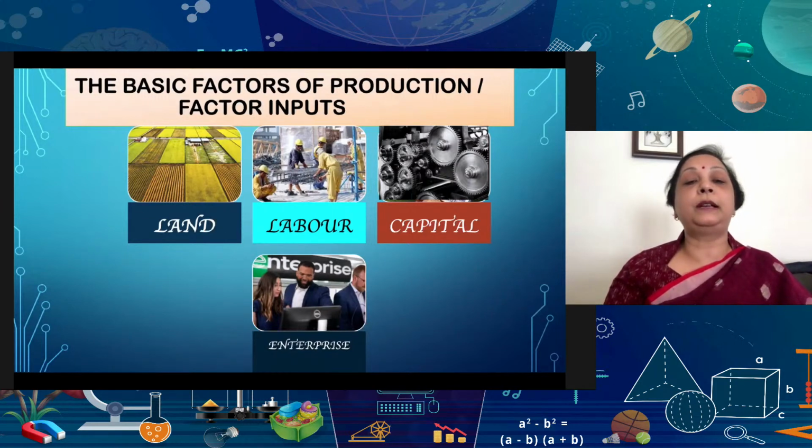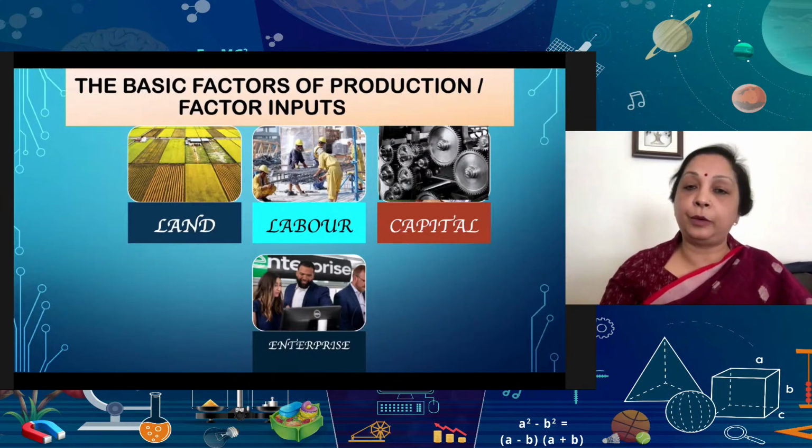Whenever a producer takes land, he has to pay rent on the land. So the cost incurred on land is rent. So land would mean, once again I repeat, both land as we see it as well as factory building. So even the buildings are included in land, for which the producer has to pay a rent.